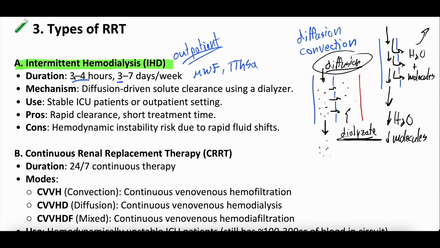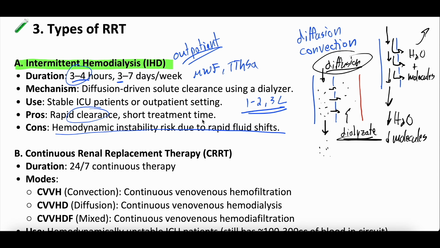Because you are dialyzing someone over 3 to 4 hours, and you can choose how much, but you're usually taking 1 to 2, sometimes even 3 liters of fluid out of the patient's body, okay? And that helps with rapid clearance of electrolytes and toxins, but it means there's a lot of volume shifts. So if someone's unstable, it's really hard to use intermittent hemodialysis. So the cons are hemodynamic instability due to the rapid fluid shifts, but it works the fastest too. So you sometimes have to walk the line.